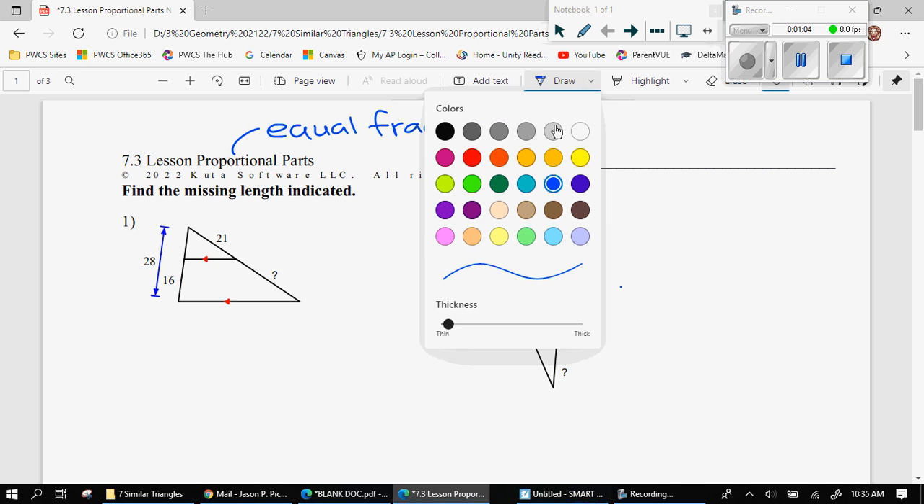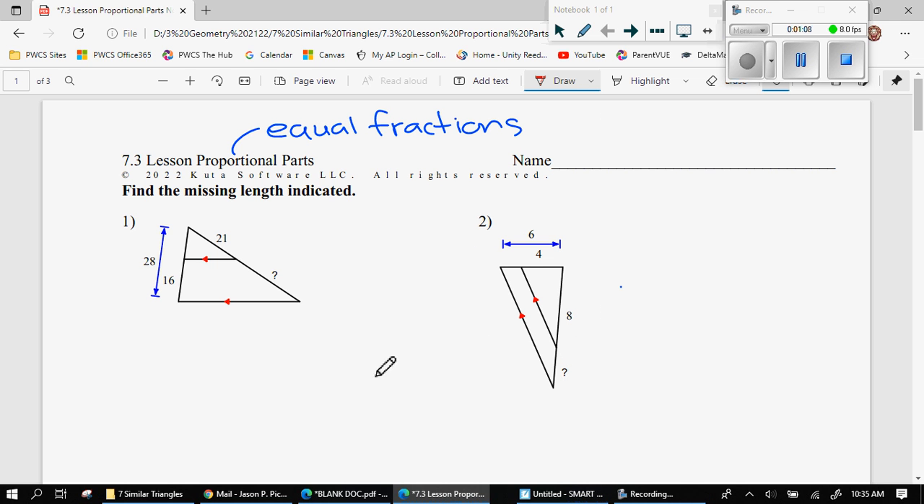So we're going to have a few scenarios that create proportional parts. We don't need to put a name to them necessarily. But what I have here, if you remember, these red arrows mean that those segments are parallel. And we're looking to find out how long this piece is, this question mark piece.